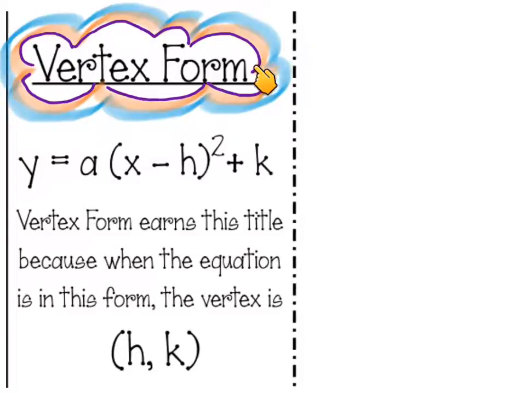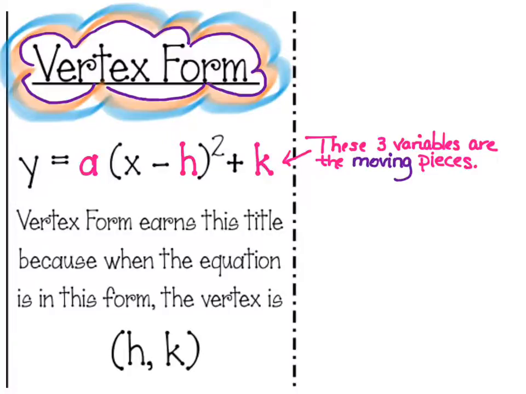Vertex form is basically a template for the quadratic equation, and it looks like this. Again, we should be familiar with this template from the first chapter. We see that we have an A, H, and K, and these are the three variables that move this parabola, or change it, I should say. H and K move it vertically and horizontally, and A kind of changes it either skinny, wide, or even does a reflection if it's negative.